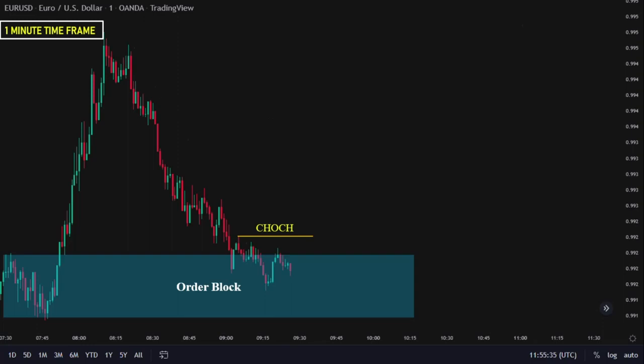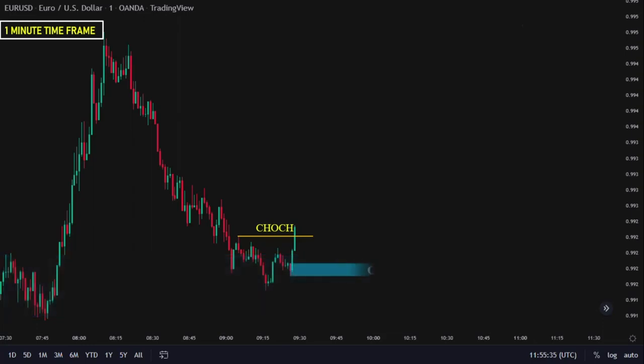So for forming a change of character, price must break and close above this area, just like this. Forming a change of character by price here indicates that price is no longer in a downtrend, and it can potentially change its direction. So next, we should spot the new 1-minute order block. As you can see here, this zone is an order block that is generated by the movement of the change of character. So now in the third step, we should analyze the RSI indicator in the 1-minute time frame and look for potential divergence signals as a confirmation for our entry.